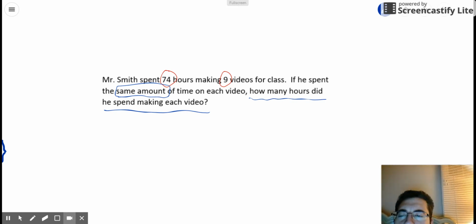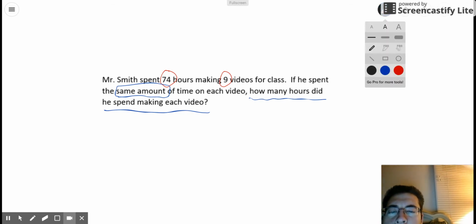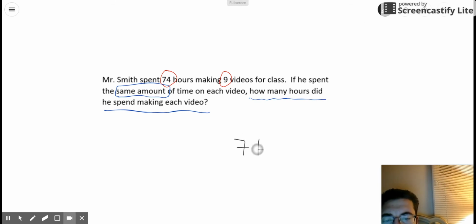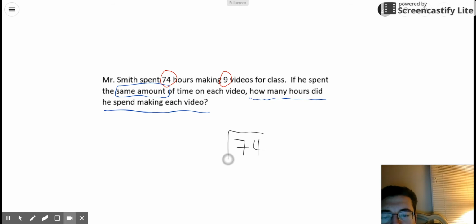Another clue to the operation we're going to need to use for this problem is we already know the total. So Mr. Smith spent a total of 74 hours. And so since we have a total, and we're going to be taking that total and putting that total into the same amount in each group, we're going to be using division. So we're going to put the total in the house and make 74 our dividend. And then we're going to divide that dividend by 9.